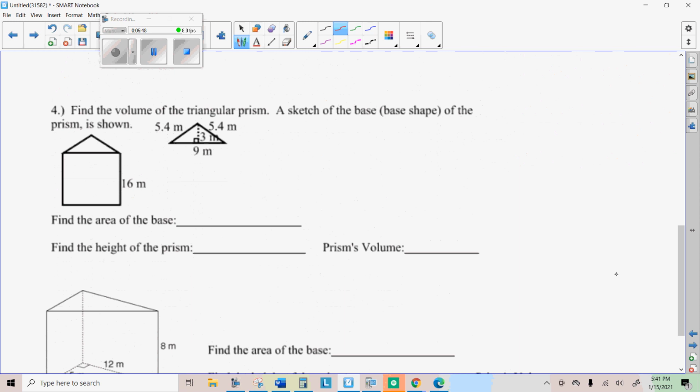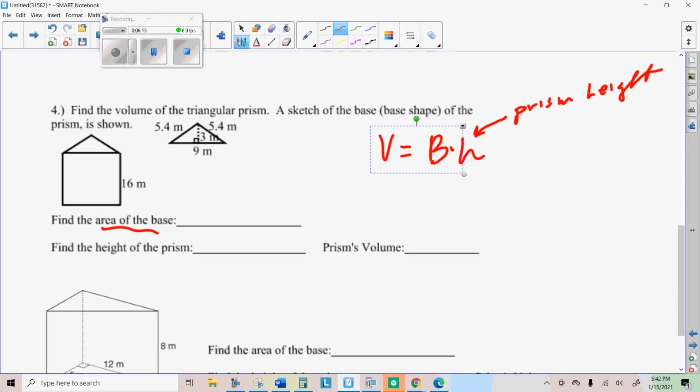All right, the other kind of prism we should be able to find the volume of is a triangular prism. Again, you have to find the area of the base. Volume equals area of the base, that's what big B is, times the height. Both the triangle and the prism have a height. This is the prism height. The height of the prism is between the two bases, so that would be 16.